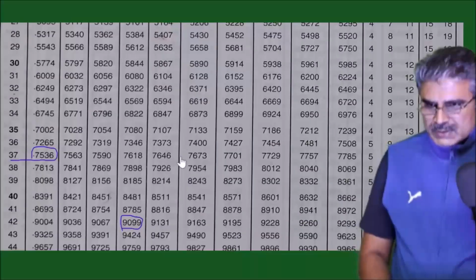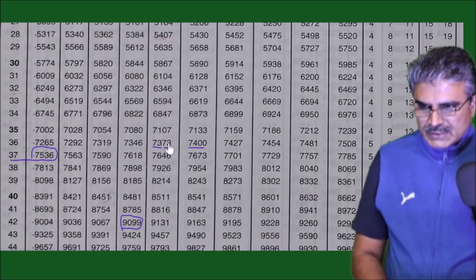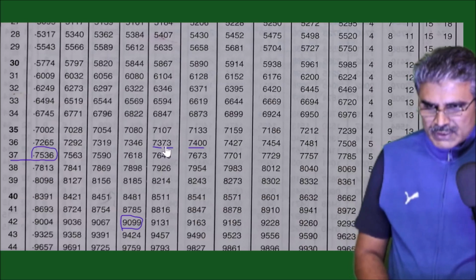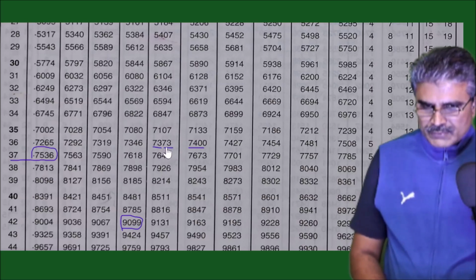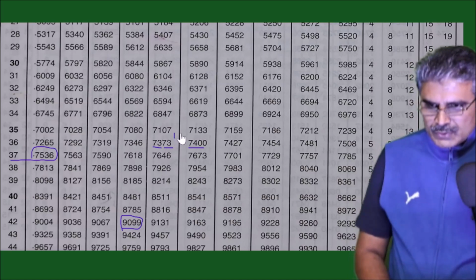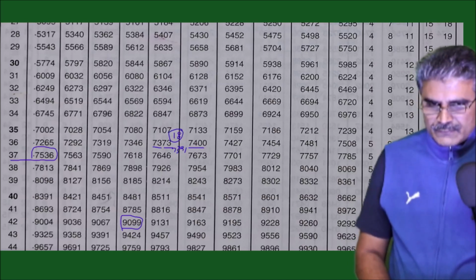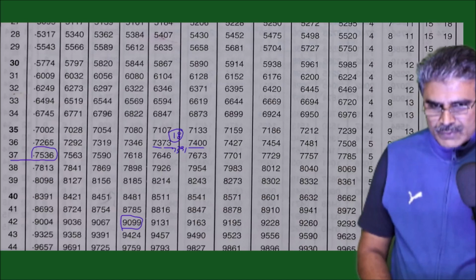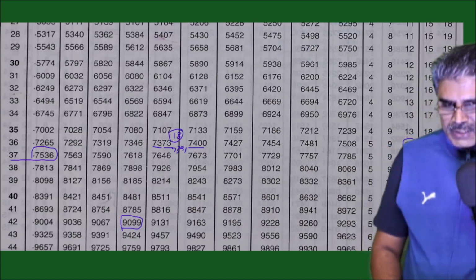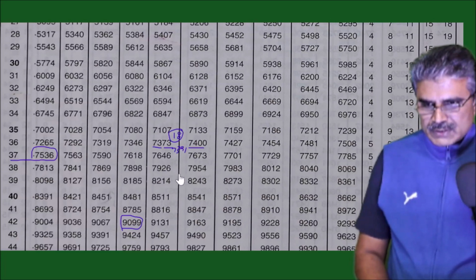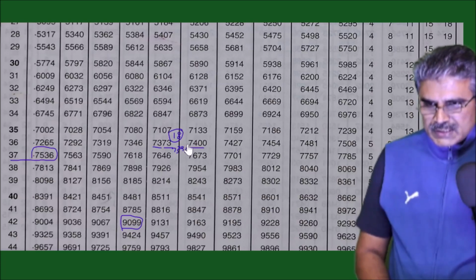7391. So here it is. 7373 is the nearest one to that. After that we need 7391. To get 7391 we need to add 18 to this. So if you add 18 you will get 7391. To get 18 as the extra mean difference, the angle is 4 minutes. So we need to add 4 minutes to get this extra mean difference.